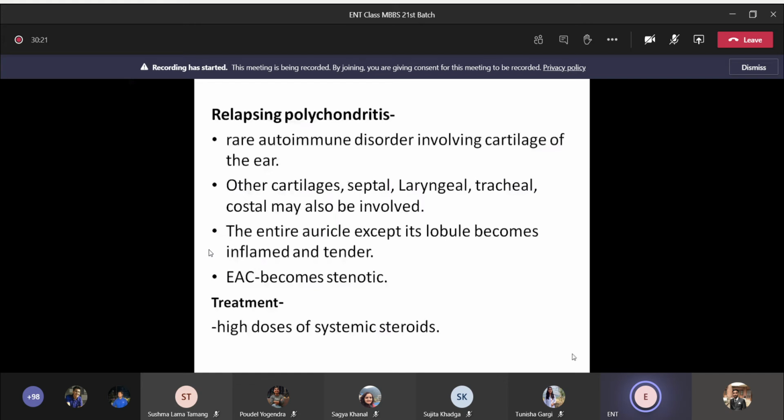Then there is something known as relapsing polychondritis. It is a rare autoimmune disorder involving cartilage of the ear. Other cartilages, septal, laryngeal, tracheal, costal, may also be involved. The entire auricle except its lobule becomes inflamed and tender, and the external auditory canal becomes stenotic. So it is a rare autoimmune process. Not only the cartilage of pinna, but the cartilages of different parts of the body, like nasal septum, larynx, trachea, and intercostal cartilage can also be involved. Treatment is high doses of systemic steroids.